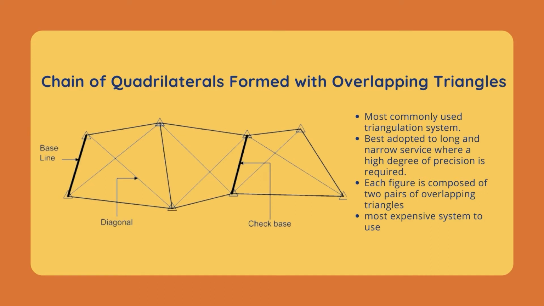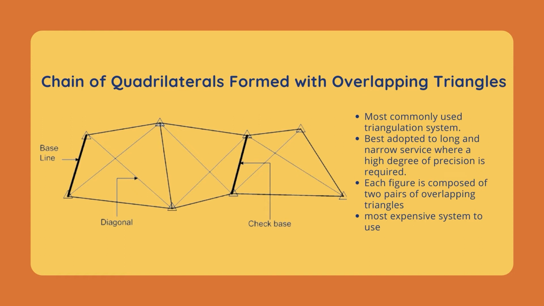Second type of geometric figure arrangement is a chain of quadrilaterals formed with overlapping triangles. It is the most commonly used triangulation system. It's best adapted to long and narrow surveys where a high degree of precision is required.